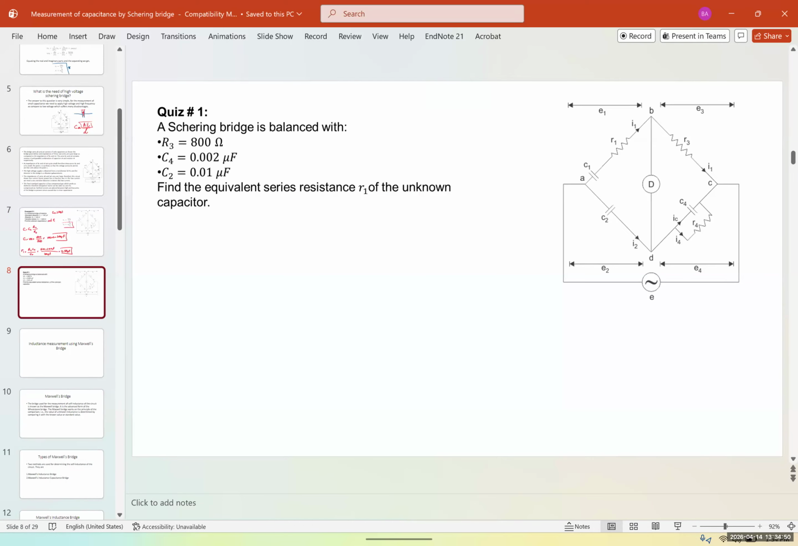A shearing bridge is balanced with R3 equal to 800 ohms, C4 equal to 0.002 microfarads, and C2 equal to 0.01 microfarad. Find the series resistance R1 of the unknown capacitor.